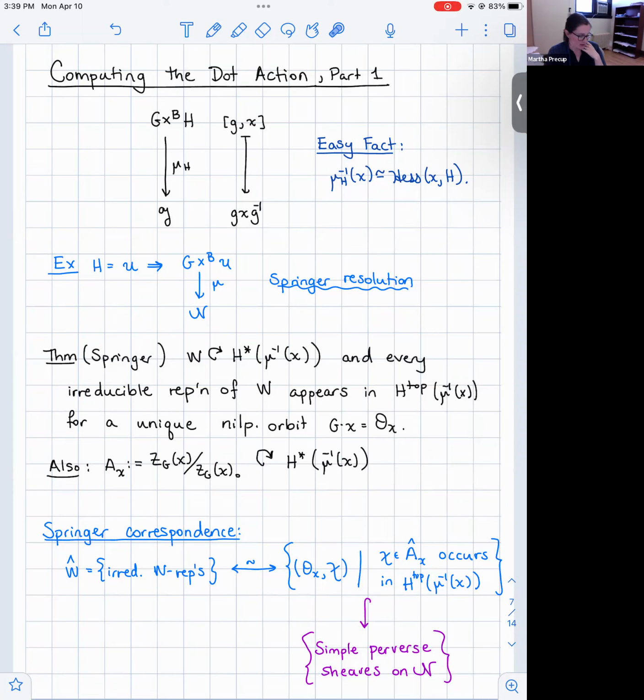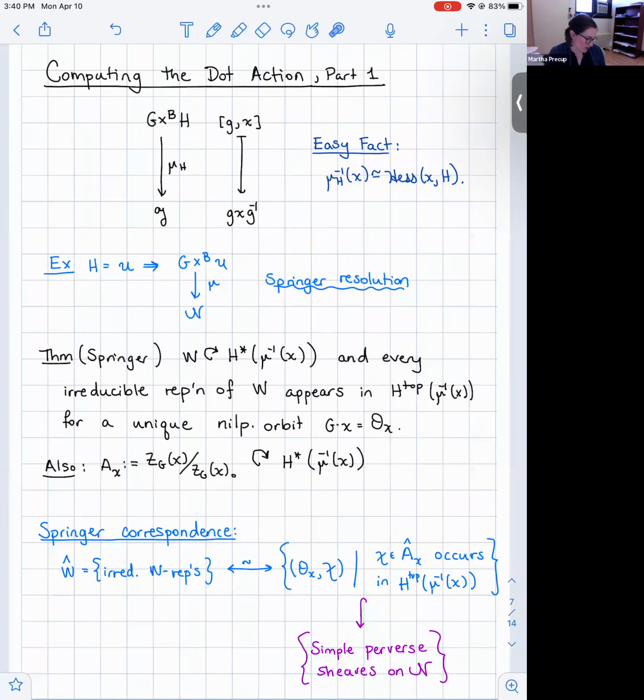And folks in the audience might recognize that the ordered pair of nilpotent orbit and representation of the component group also keeps track of the data of simple perverse sheaves on the nilpotent cone. So that is in fact an injection. Every simple perverse sheaf corresponds to some pair of data like this, but not every single one of those pairs might show up in the Springer correspondence.